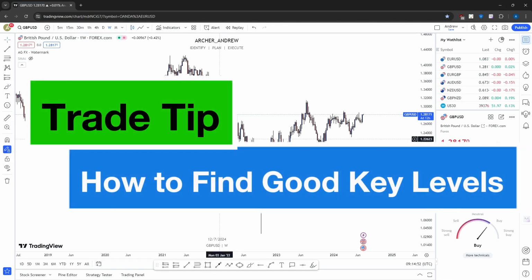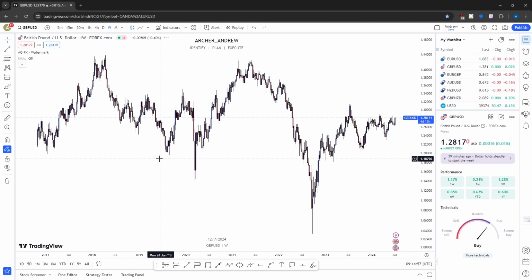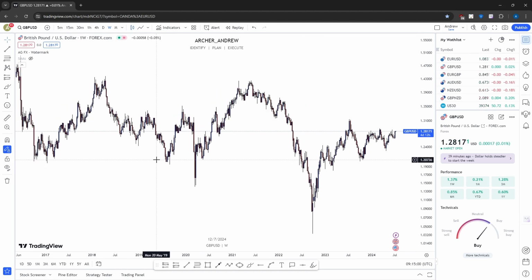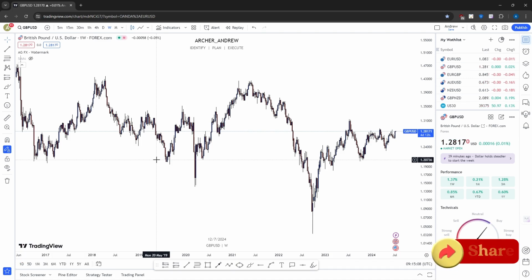In this video, we are going to be looking at how you can find good key levels to take your trade from. Now, most people suggest that you can find key levels that price must react on, which is technically impossible. No key level is 100% accurate.